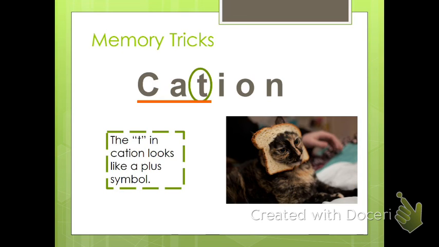So take a moment. I would like for you to pick the atom trick that works best for you. Also cat toast.